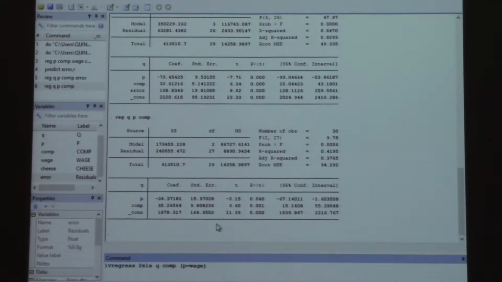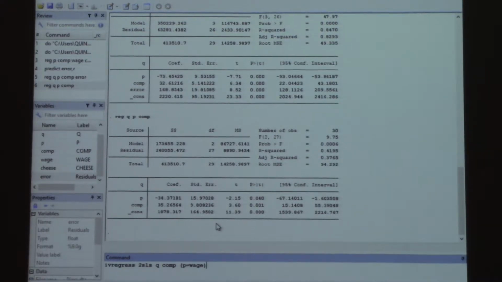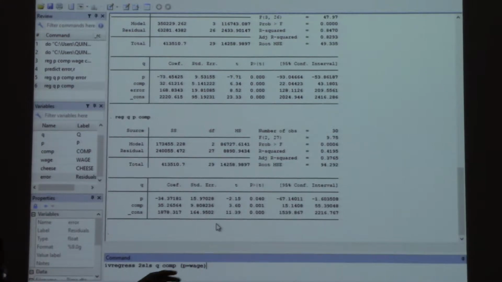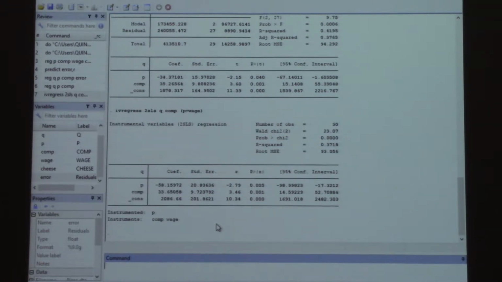Okay. So instead, we literally specify the instrument as just P equals that thing. Any questions? Let's see what happens. Be careful, sometimes this thing will go up. All right. We get a different coefficient. So remember what it's telling us before.